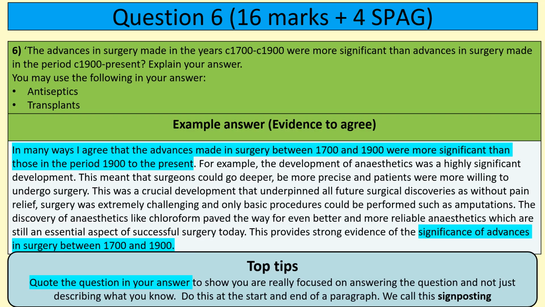So in many ways, I agree that the advances made in surgery between 1700 and 1900 were more significant than those in the period 1900 to the present. For example, the development of anaesthetics was a highly significant development. This meant that surgeons could go deeper, be more precise, and patients were more willing to undergo surgery. This was a crucial development that underpinned all future surgical discoveries, as without pain relief, surgery was extremely challenging and only basic procedures could be performed, such as amputations. The discovery of anaesthetics like chloroform paved the way for even better and more reliable anaesthetics, which are still an essential aspect of successful surgery today. This provides strong evidence of the significance of advances in surgery between 1700 and 1900.